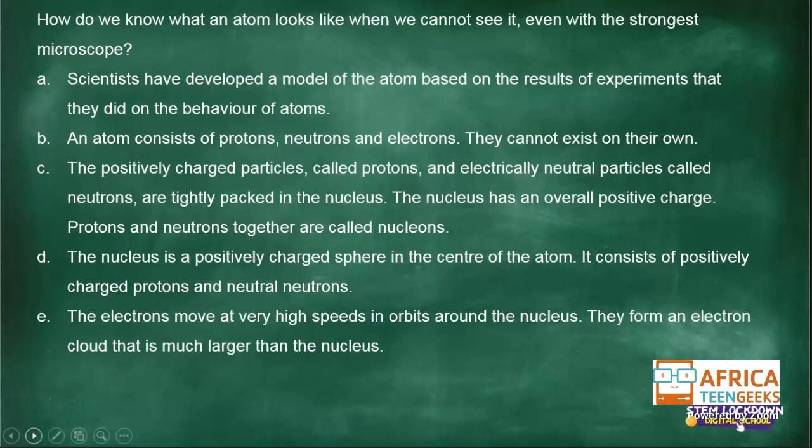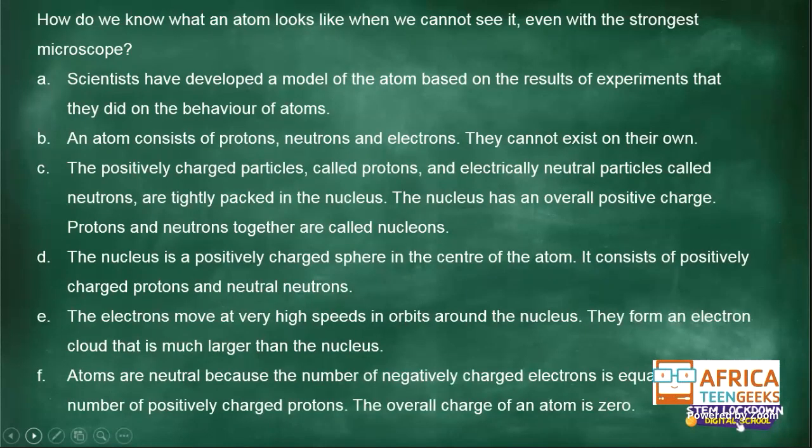Then electrons move at very high speeds around the orbit. Remember I told you yesterday that they form an electron cloud because they're moving very, very fast. And this electron cloud is much bigger than the center of the nucleus. We know the atoms are neutral because the negative charge of an electron is equal to the positive charge of the proton. So it cancels each other out and the overall charge of the atom would be zero.